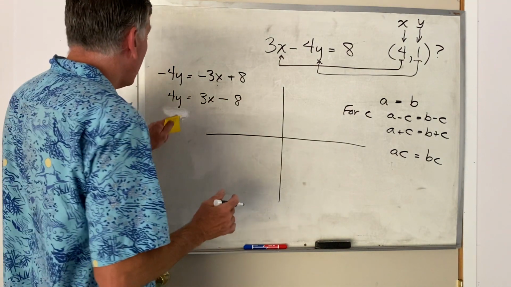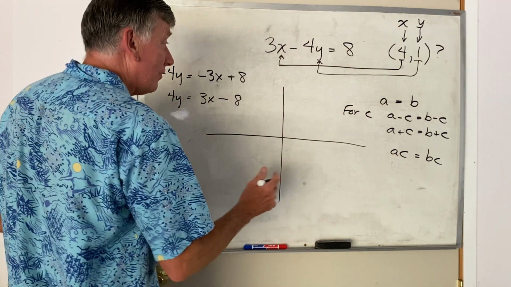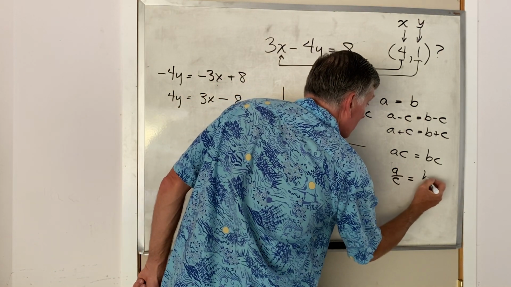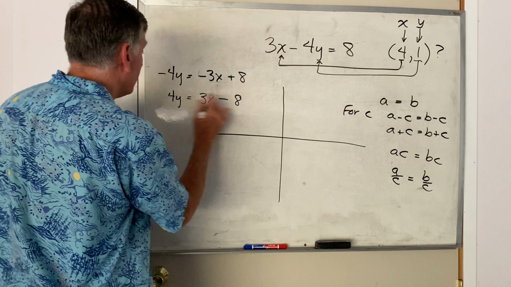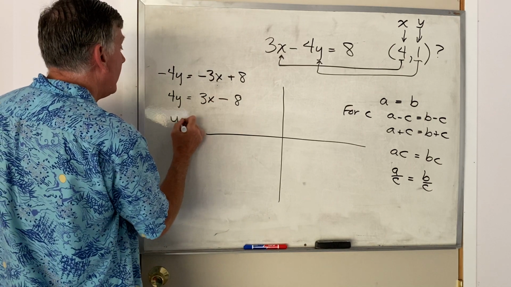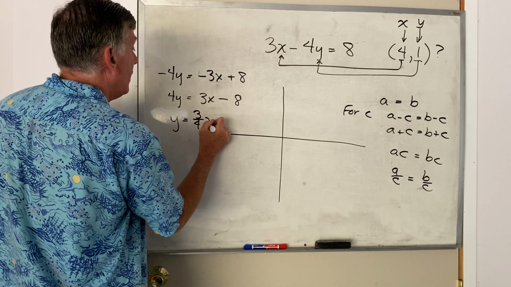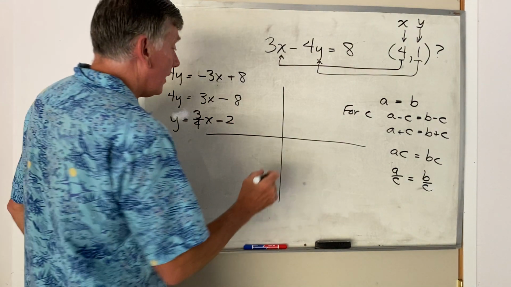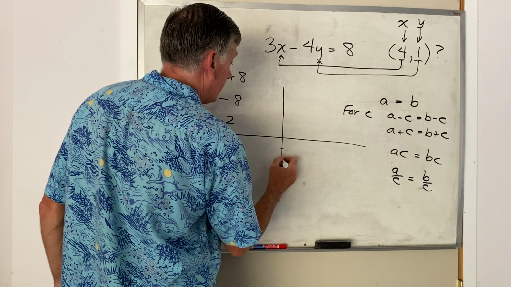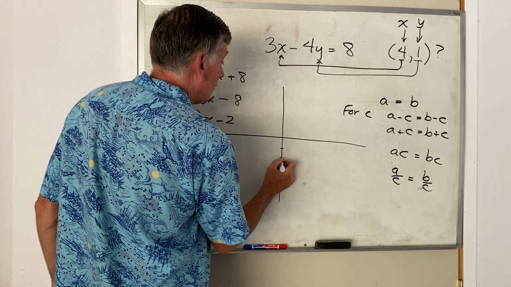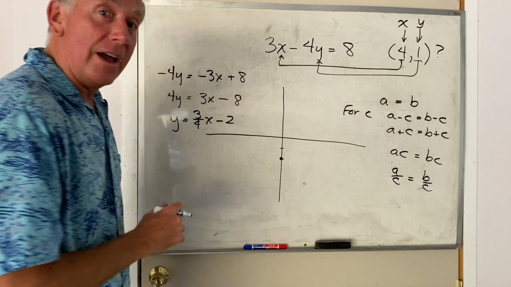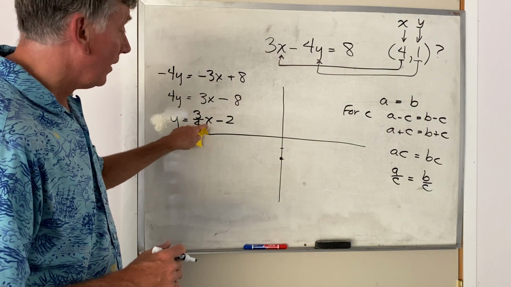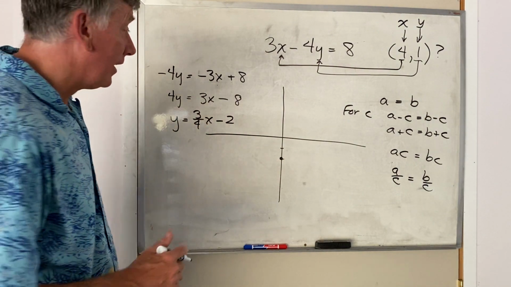And then I'm going to divide both sides by 4. That's the same as A over C is equal to B over C. I'm going to divide both sides by 4, and I get y equals 3/4 x minus 2. So my slope-intercept form is going to be, I'm going to go down to minus 2 there. That's where my y value is equal. That's where, when I have x equal to 0, that's what my y value is.